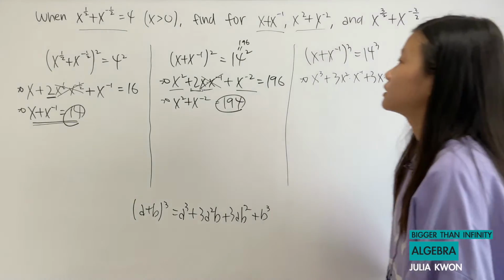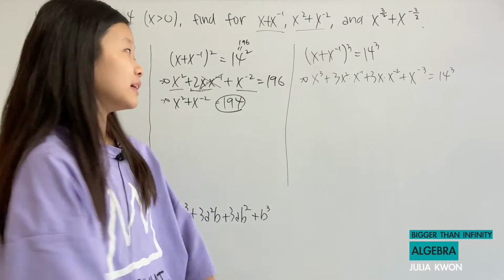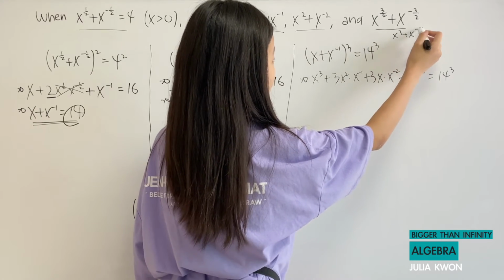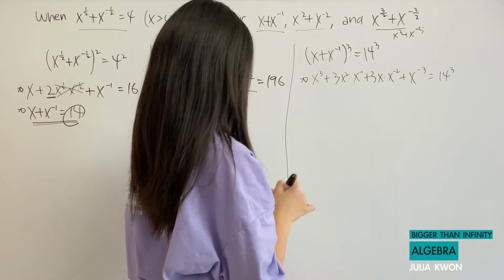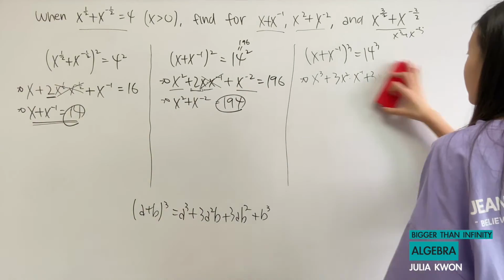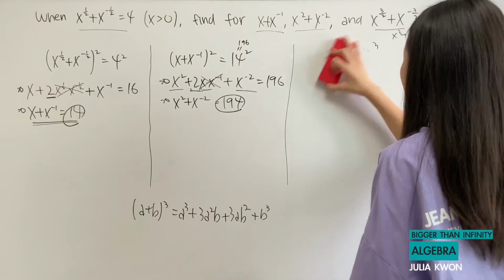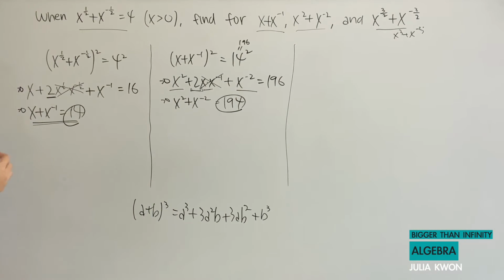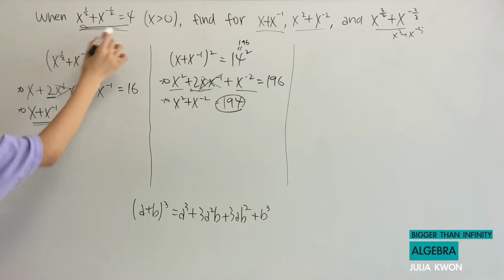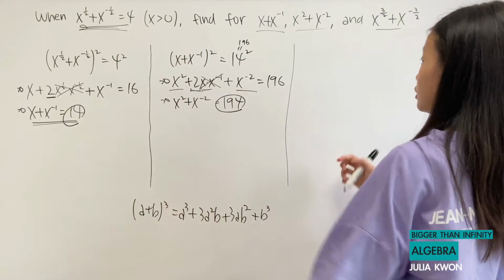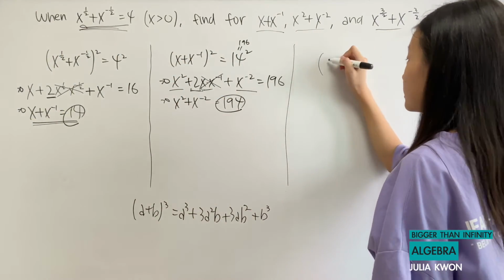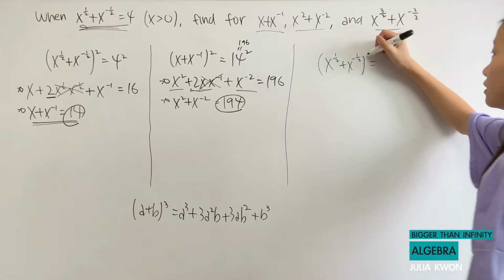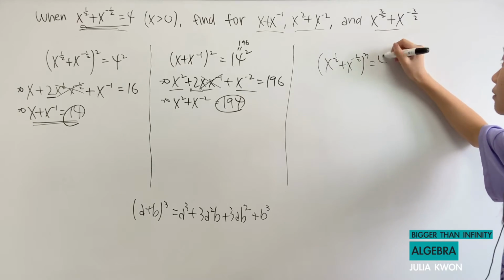Oh, wait. I apologize, but I made a mistake here. I saw this as x to the power of 3 plus x to the power of negative 3. That is my mistake. And so we're not supposed to cube this equation, but we're supposed to cube this equation. So if we cube that equation, then we get cube it is equal to 4 to the power of 3.